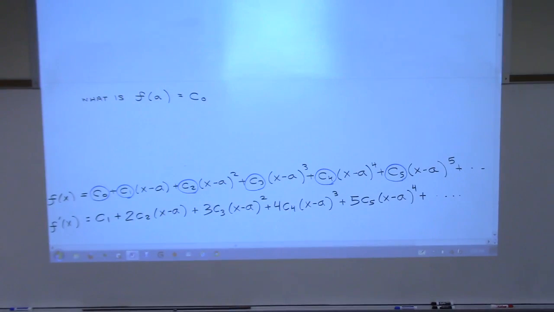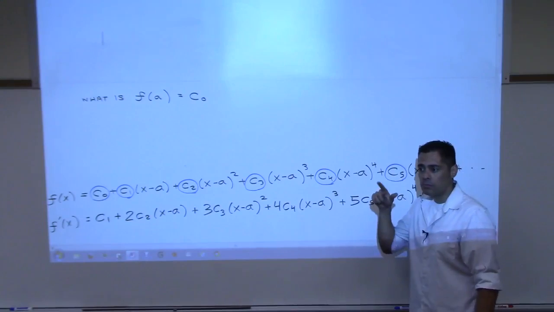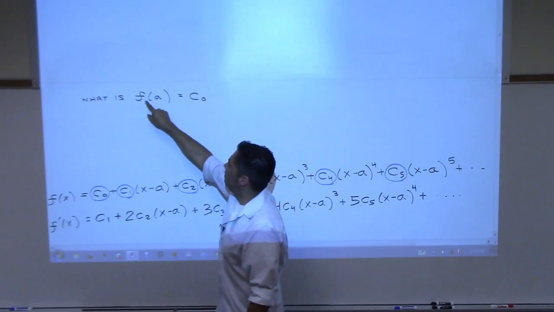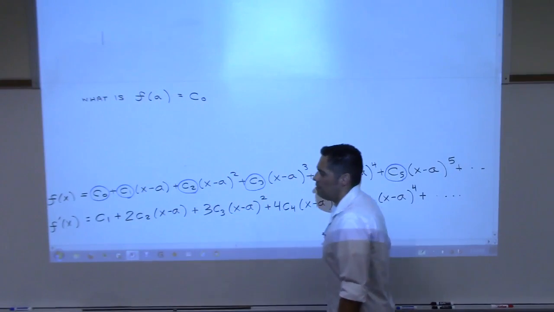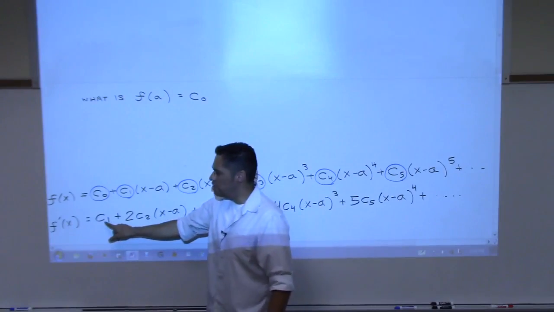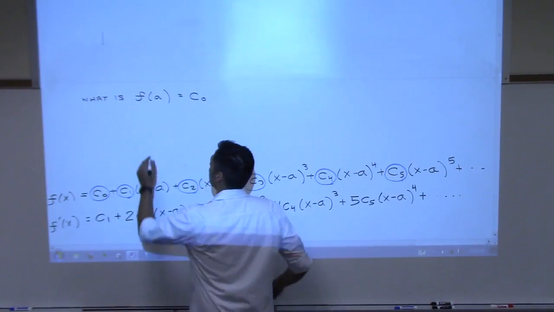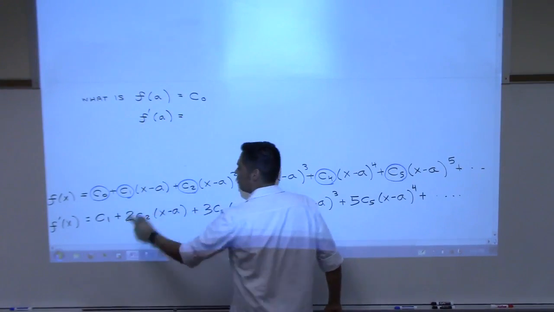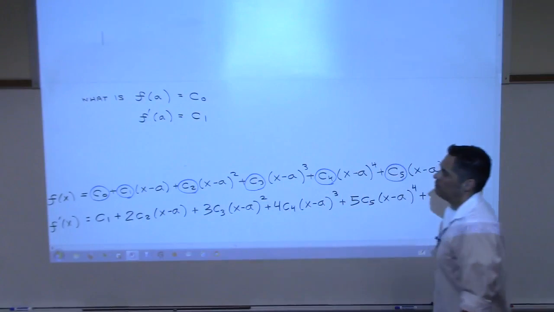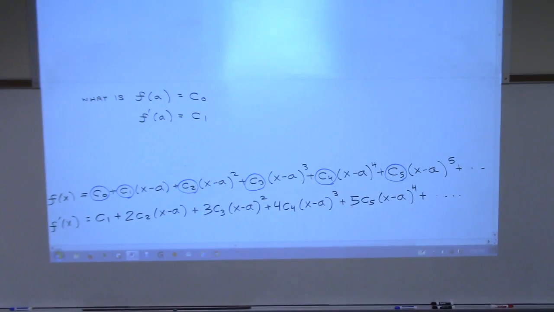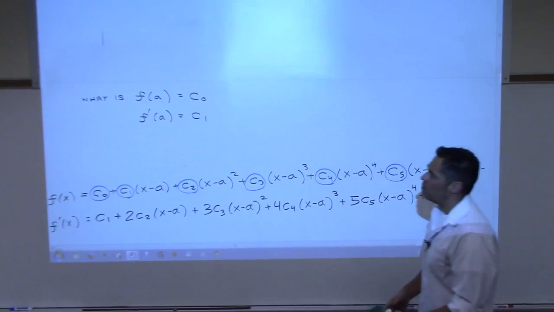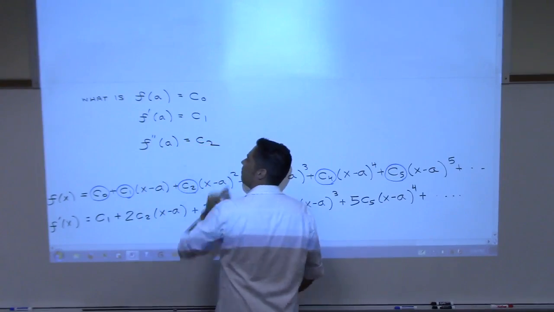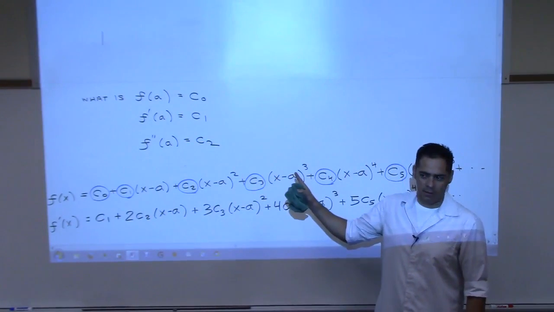Anybody know what I'm going to do now? How did I find c sub 0? I plugged a into the function, right? So if I'm going to find c sub 1, I should plug a into the derivative. So here's what I know. The derivative at a is just c sub 1. Let's continue it. Because right now you might think the pattern looks like this. But that's not it. Okay, let's see why.